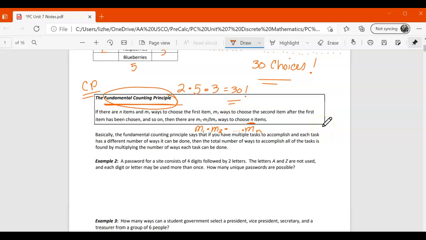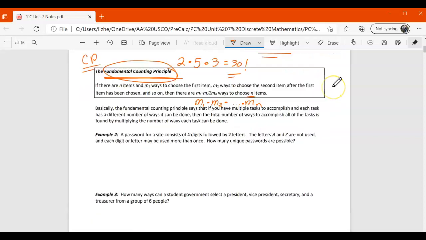Okay, so basically the fundamental counting principle says that if you have multiple tasks to accomplish and each task has a different number of ways it can be done, then the total number of ways to accomplish all of the tasks is found by multiplying the number of ways each task can be done, which is what we just did. Although we weren't talking about tasks, we were talking about ice cream, which is way better.